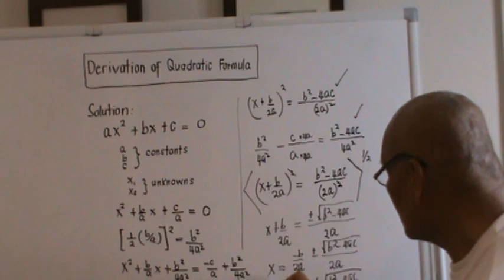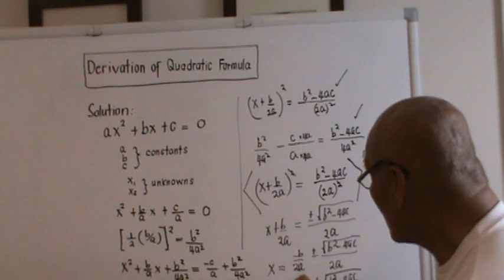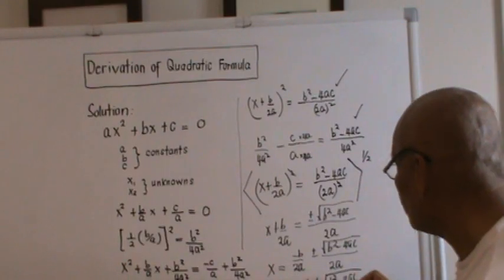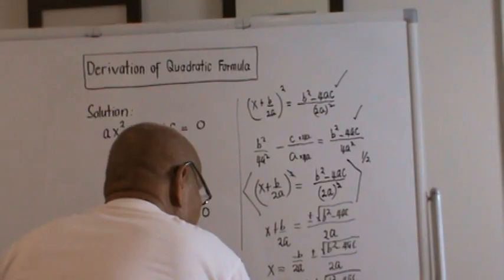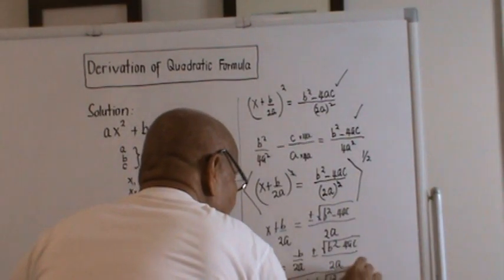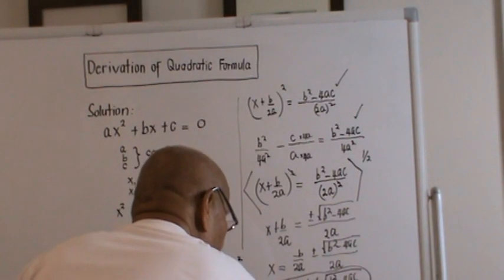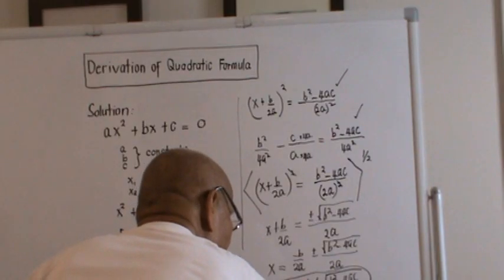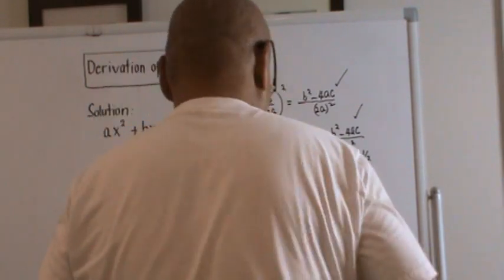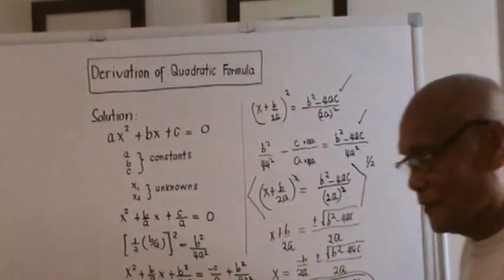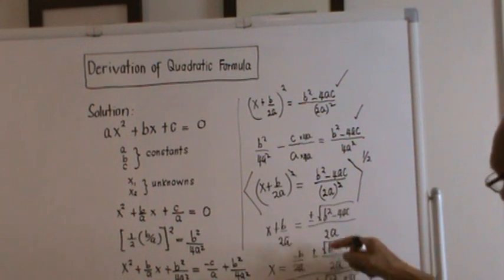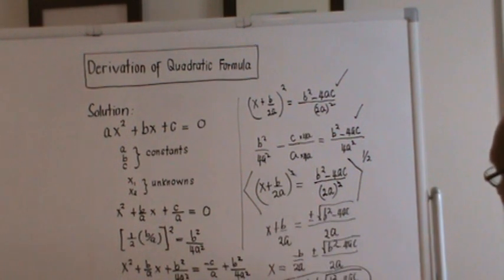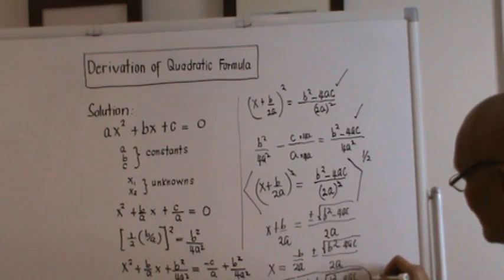So this equation here will be the so-called quadratic formula. Okay, you see it, guys? x now will be equal to negative b plus or minus the square root of b squared minus 4ac all over 2a. That's the so-called quadratic formula.